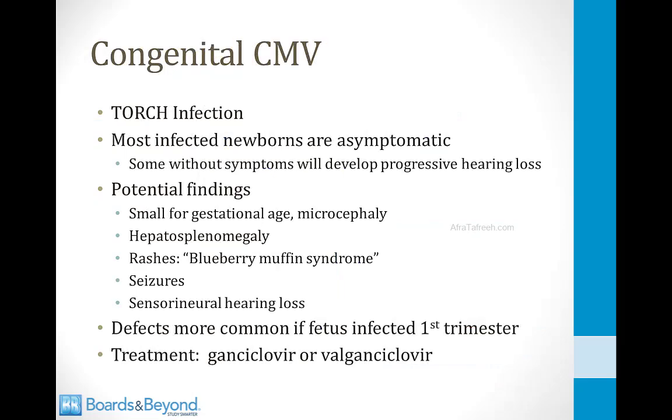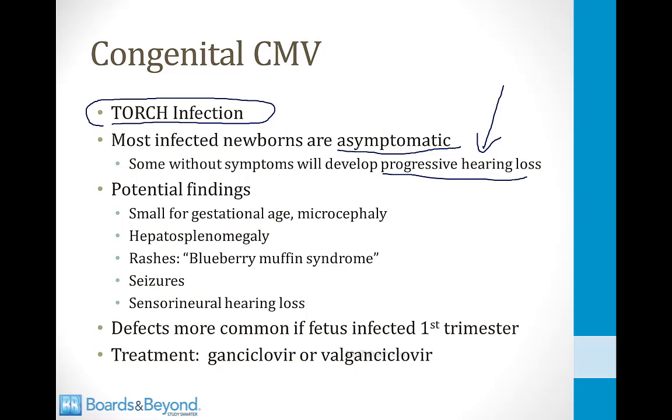Women who get infected with cytomegalovirus during pregnancy can pass it on to the fetus, and CMV is one of the TORCH infections that are dangerous during pregnancy. Now, most babies who are exposed to cytomegalovirus in utero will be born with no symptoms. Some of these without symptoms will later develop progressive hearing loss, but at birth they will be normal and not appear to have any symptoms.